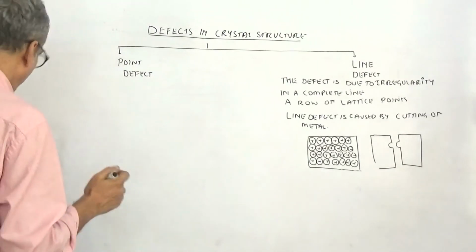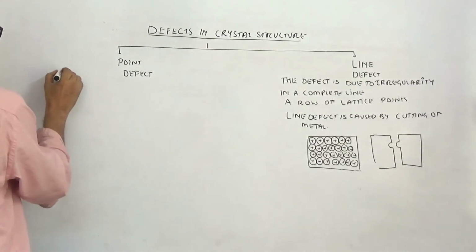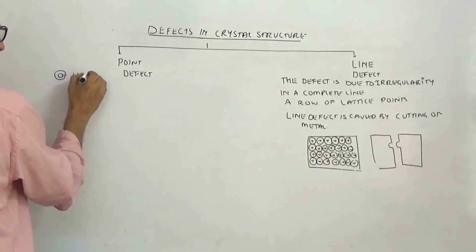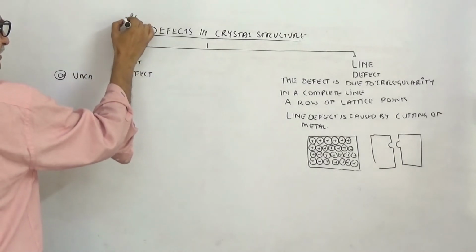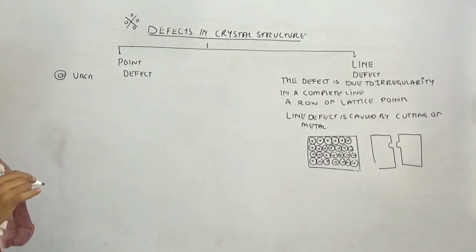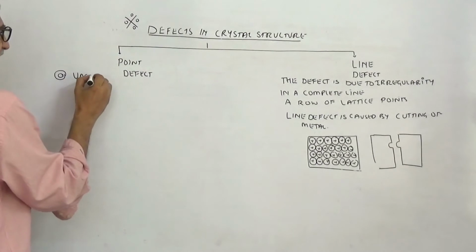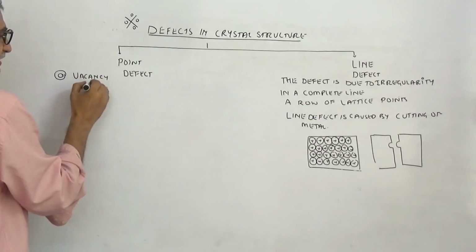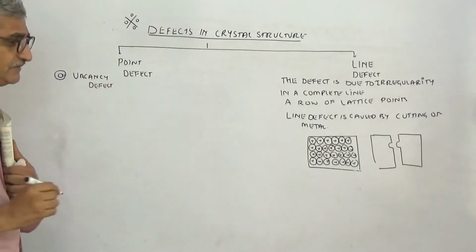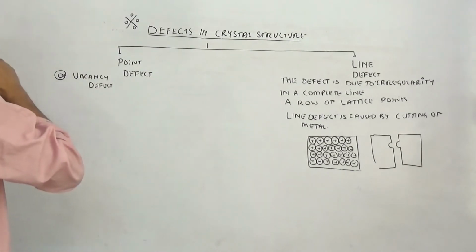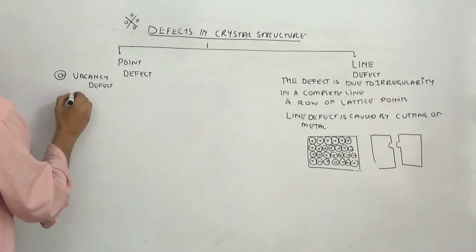So when I come to point defect, basically first we have a vacancy defect. This whole concept is one of the most important topics in this chapter. मैं इसलिए important mark कर रहा हूँ with an asterisk mark. So we have a vacancy defect. So what is a vacancy defect? This vacancy defect is called as Schottky defect.